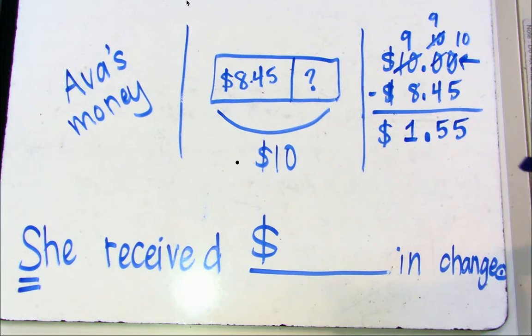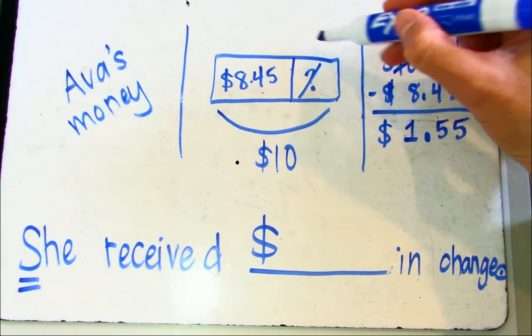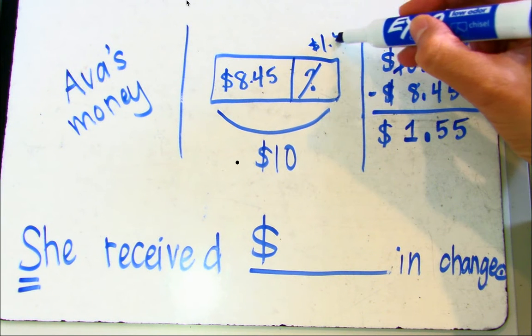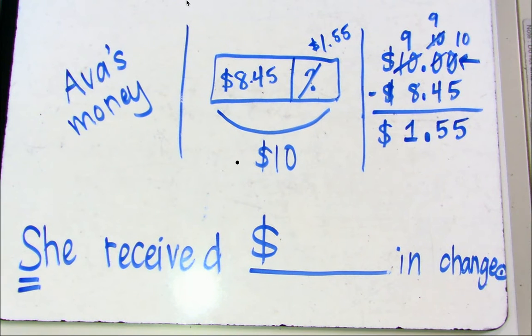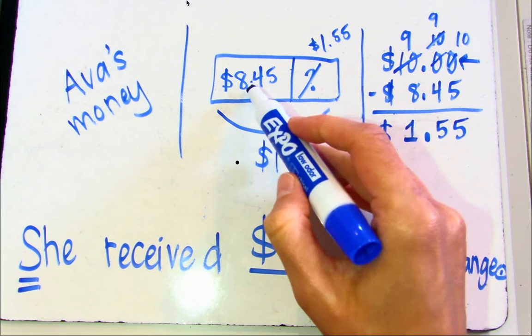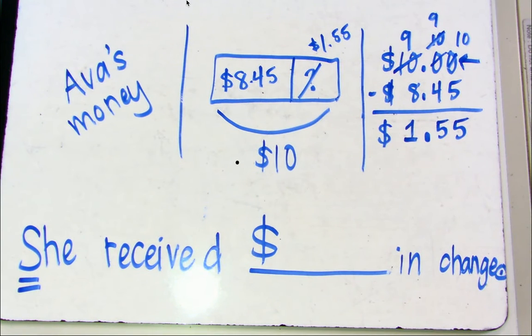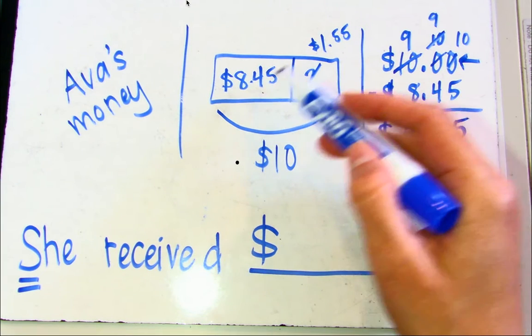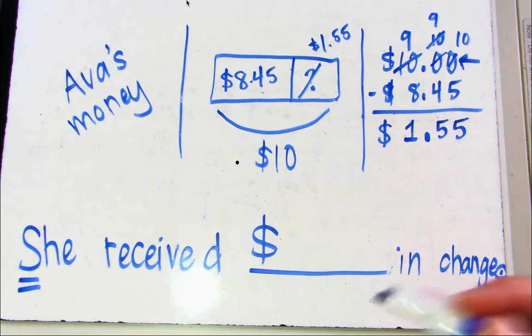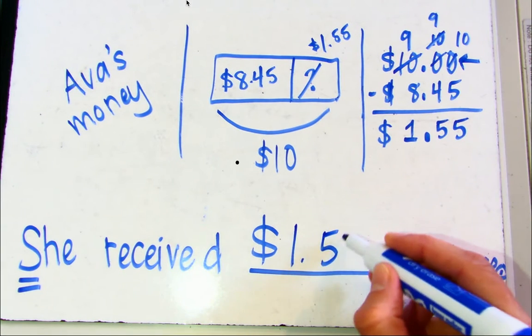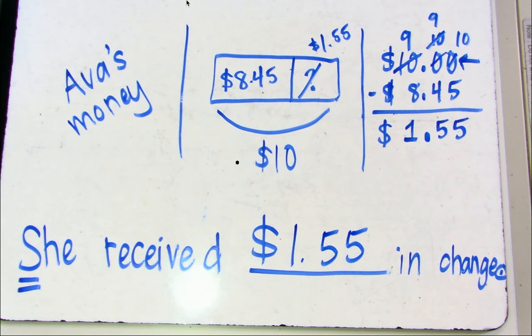Then we can kind of go back here, cross off our question mark, and think, let's see, if Ava got $1.55 in change, would that answer make sense? And to me, it does look like it would make sense, because if we look at $8 plus $1, that would get us $9. And 55 cents and 45 cents would be that other dollar. And then we plug it into our answer sentence. And she received $1.55 in change. All right, so we've checked to make sure that our answer makes sense.